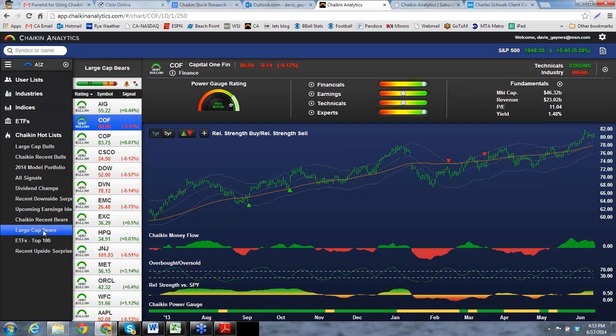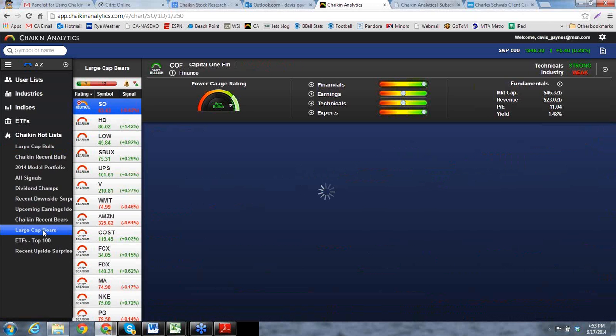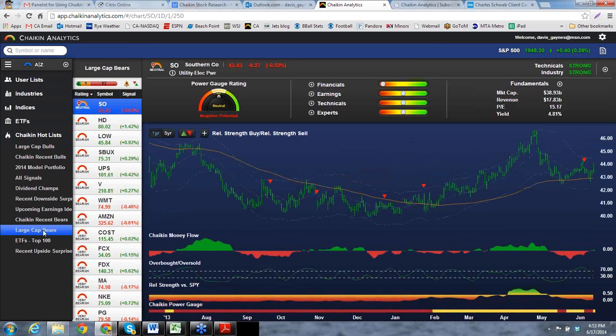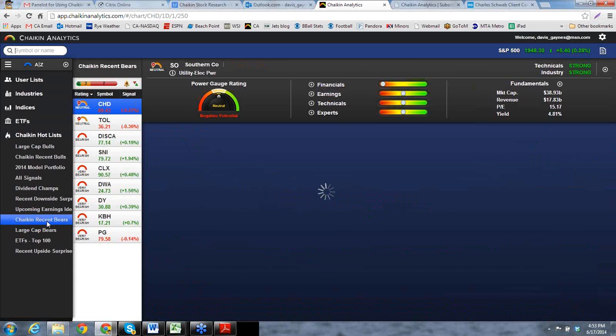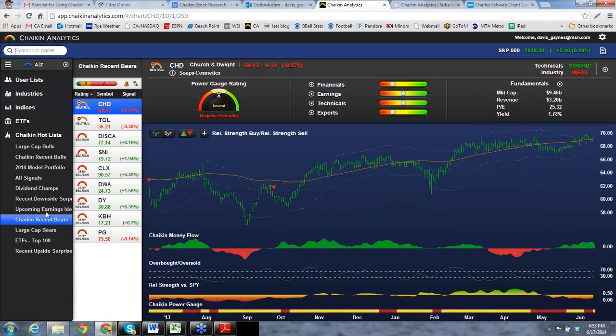We do the exact same thing on the bearish side, looking for shorts, looking at puts, and other option strategies. And you can follow what recent bears have done. These are the ones we've had in the list that are now out of the list.